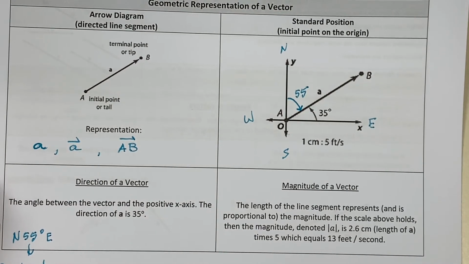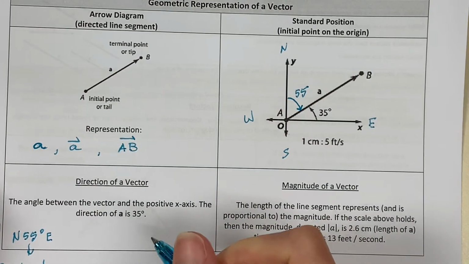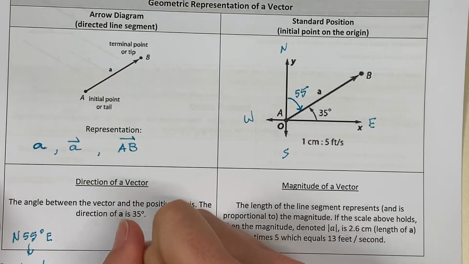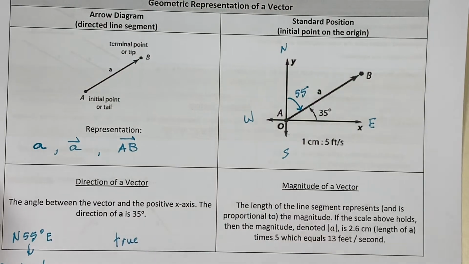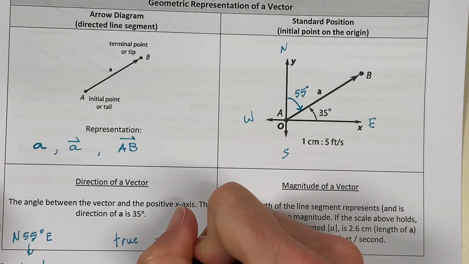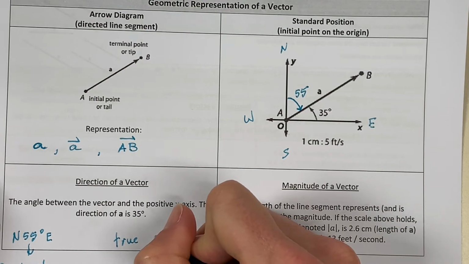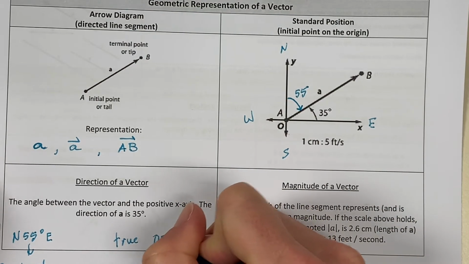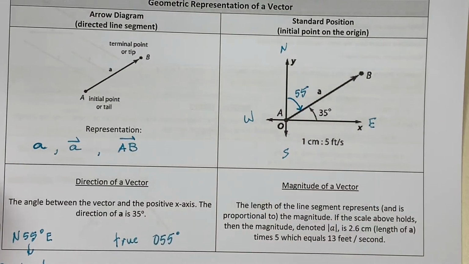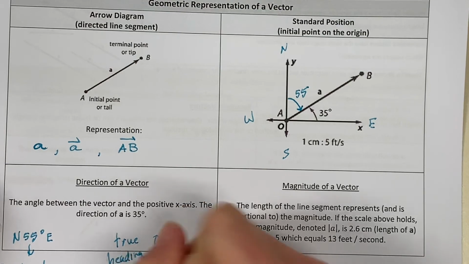Now we also have what's called a true bearing. A true bearing always starts at north and can go around 360 degrees all the way back to north. So this would have a true bearing of, now because 360 degrees is three numbers, we always use three numbers. So it'd be 055 degrees. So we call that a true bearing or a true heading.